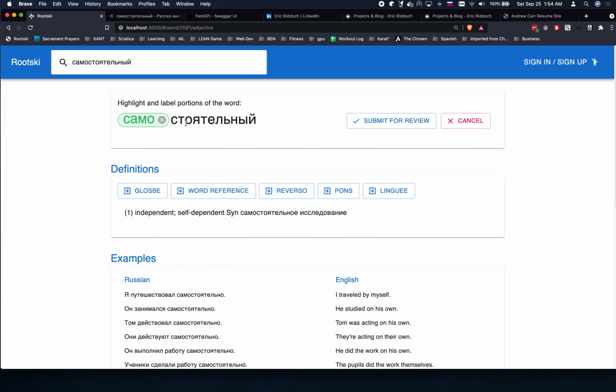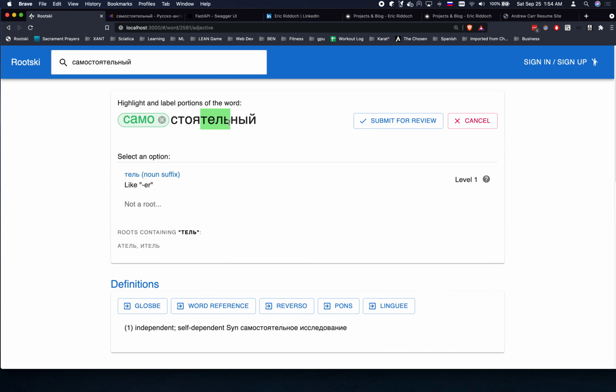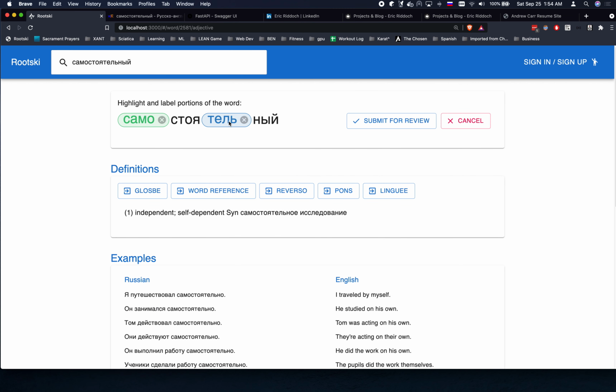So I'm just gonna click it. And then tel, this part means like a doer, like a builder. This is like the ER in the word builder. So yeah, I definitely recognize that that's a root. So I'm going to take that.